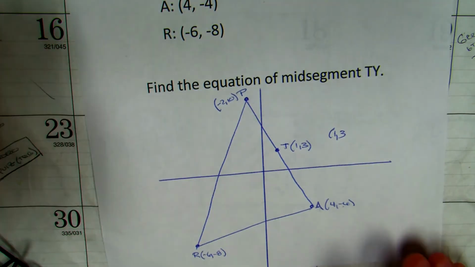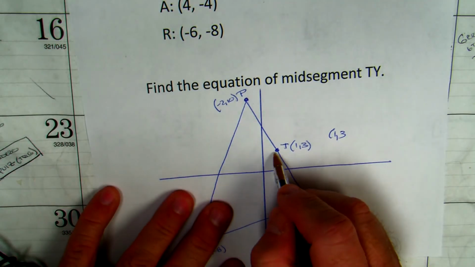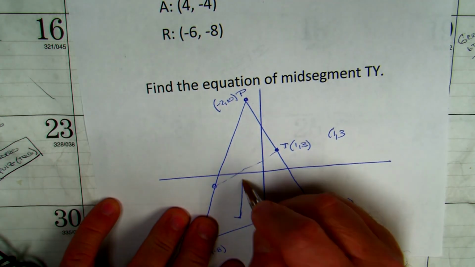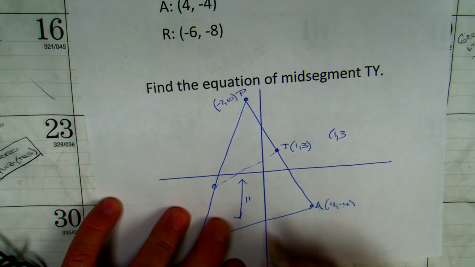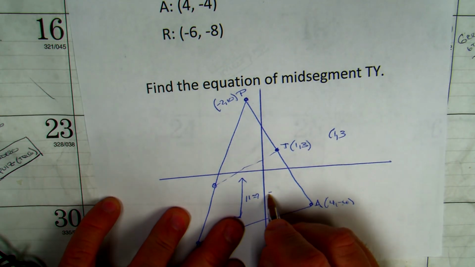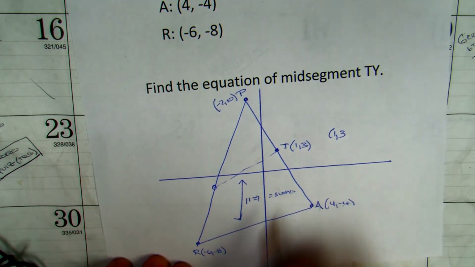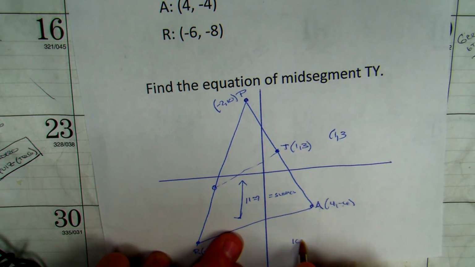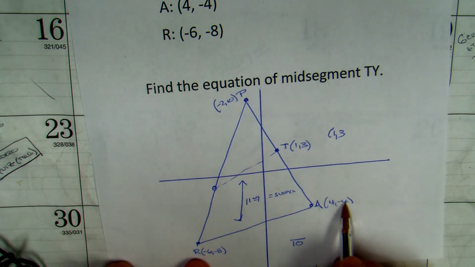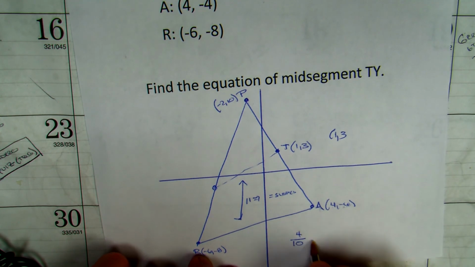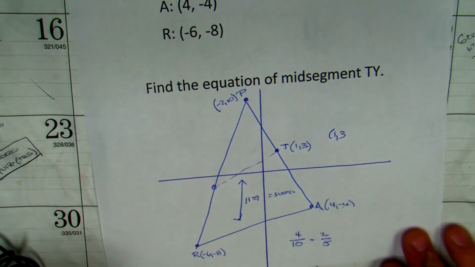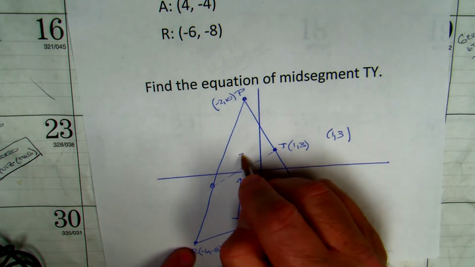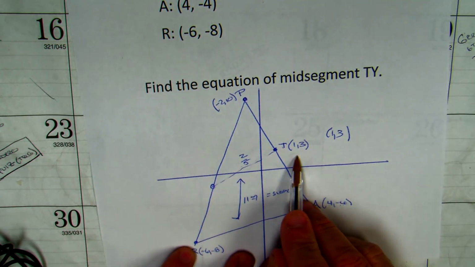And now, to find the equation of the midsegment, which is going to pass through that, realize those lines are parallel. Alright? Which means they have equal slopes. Alright, so if I look at RA, I'm going from -6 over to 4, so I'm going over 10. I'm going from -8 up to -4, so I'm going up 4. So that slope is 2 over 5. Alright? So now I know the slope is 2/5, passing through the point (1, 3).